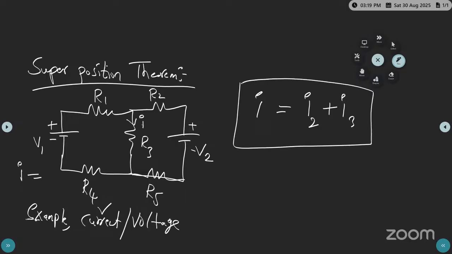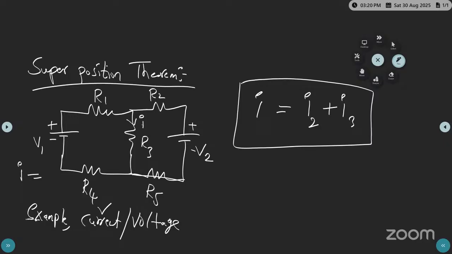Here also you are unable to understand. I know. We'll do one problem, then you are able to understand. The statement is converted into formula. In any linear bilateral network consisting of two or more sources, the response in any element is equal to algebraic summation of the response in the same element when we consider individual source by keeping all other sources inactive. That is the meaning. Okay.